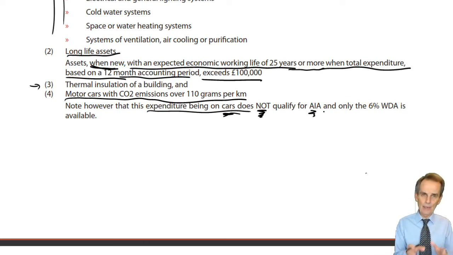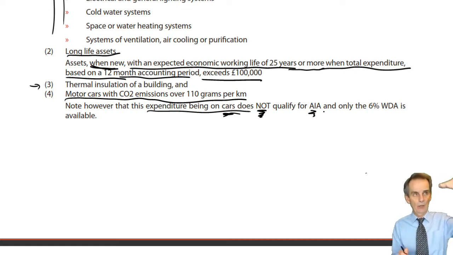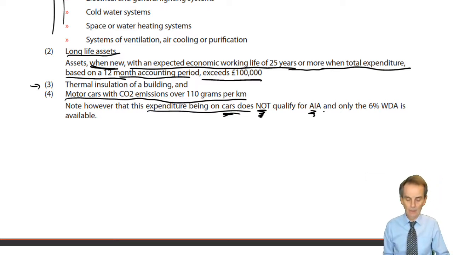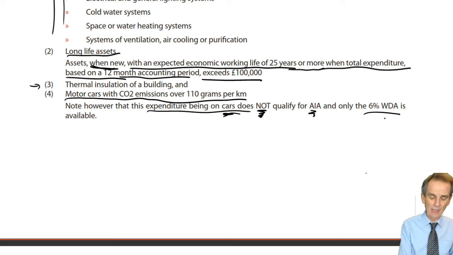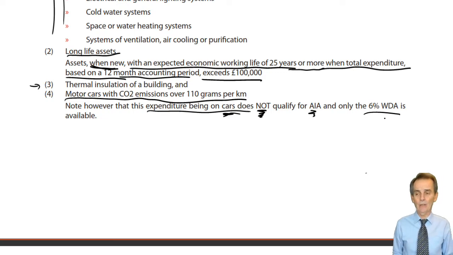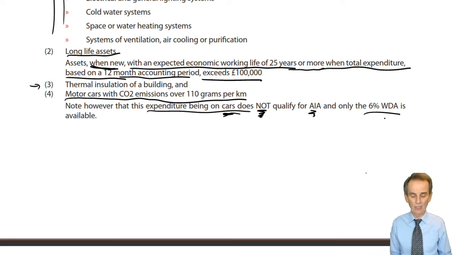So this is not going into our computation on that first list of additions, the list of additions that qualify for AIA. This one, as we'll see in a moment's time, needs to be separated out and dealt with after you computed your AIA. And if it is high emission, you're only going to get 6% writing down allowance. And remember, on any pool figure, these writing down allowances are on a reducing balance basis. So that amount of allowance is going to get smaller and smaller as that reduced balance reduces even further.